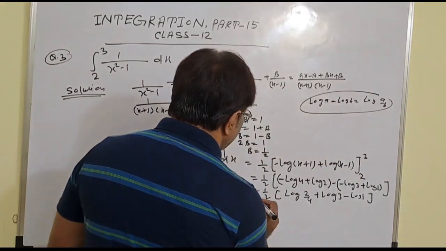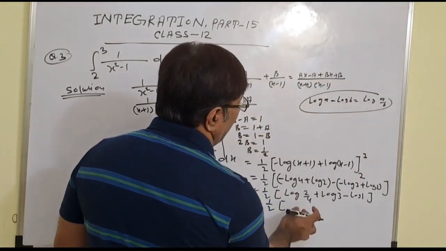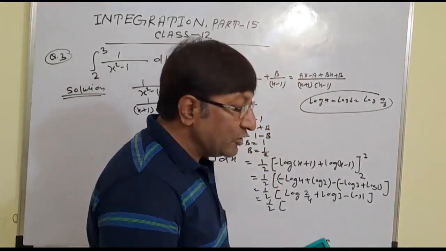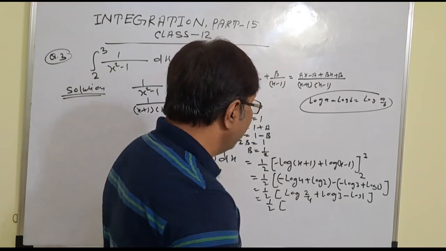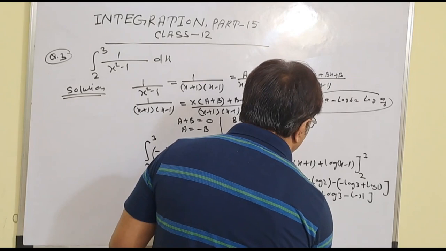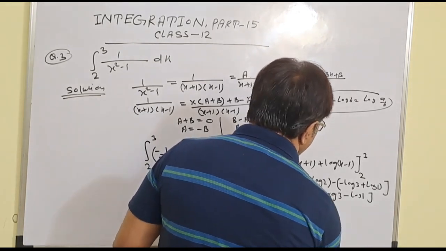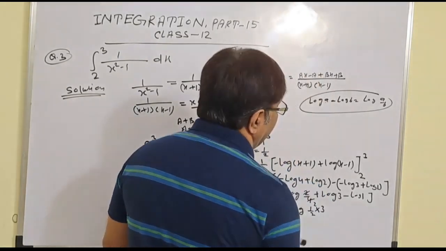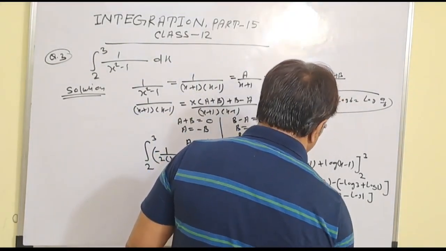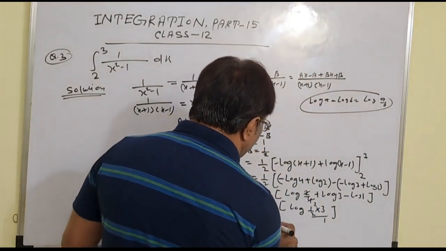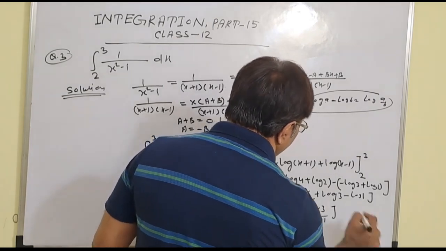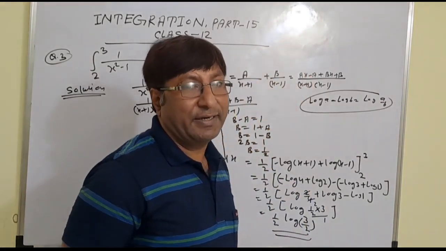Now you see here, this is half. This is log 2 by 4 plus log 3 minus log 1. So here log plus means multiply and minus means divide. So we can write that 2 1 is 2, 2 2 is 4. So this is what? Log 1 by 2. Here plus, so multiply 3. And here minus, so just divide this by 1. So we can write directly our answer: half log 3 by 2. So half log 3 by 2 is our correct answer.